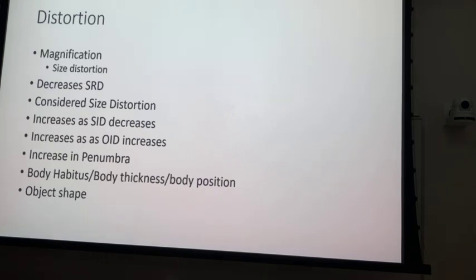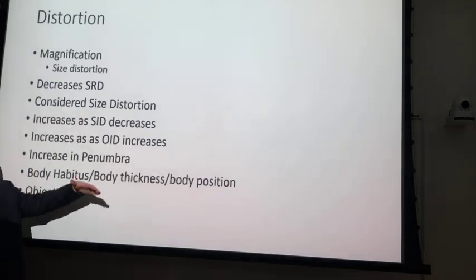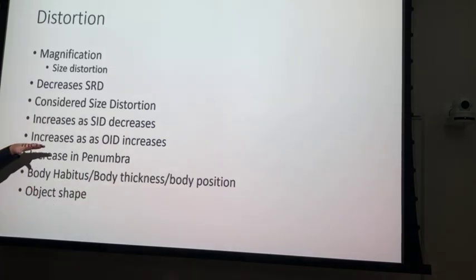So body habitus and body thickness, body size can increase OID, and in that way increase penumbra, and you lose sharpness of recorded detail, as well as increase magnification. So body thickness, body position as well. Give me some examples of body positions that we've talked about so far that are better in one projection as opposed to the other. Just mentioned one just a little while ago.